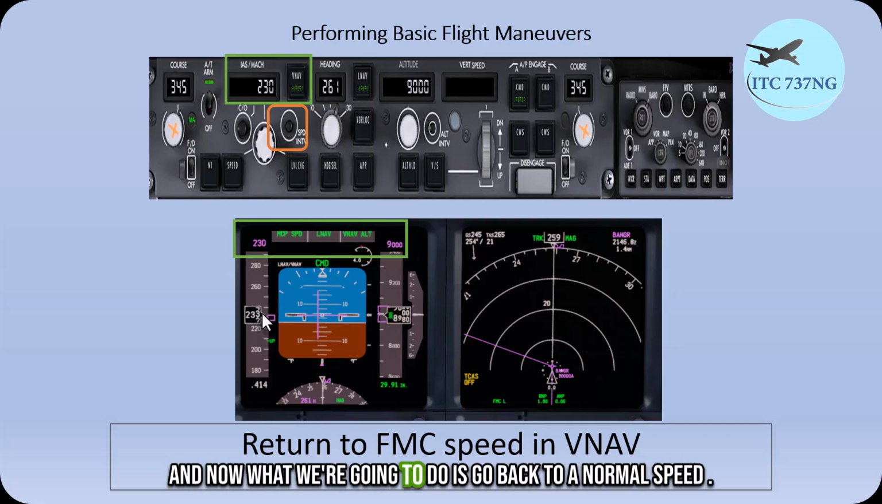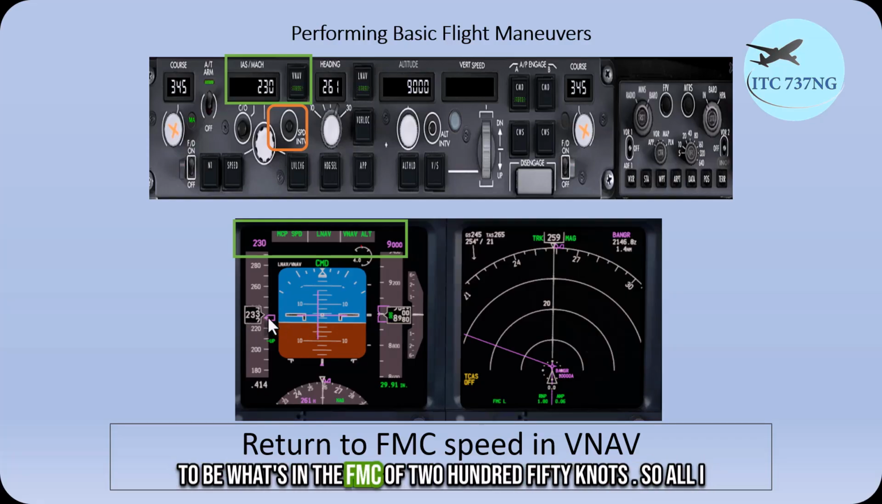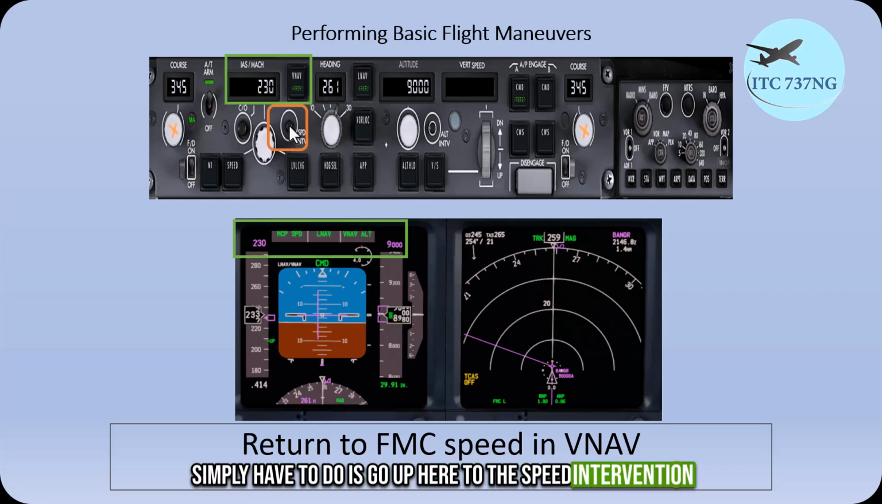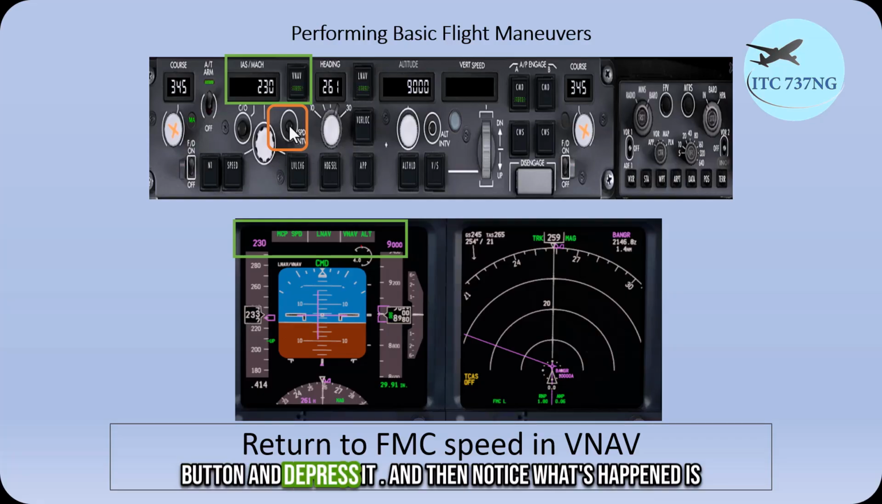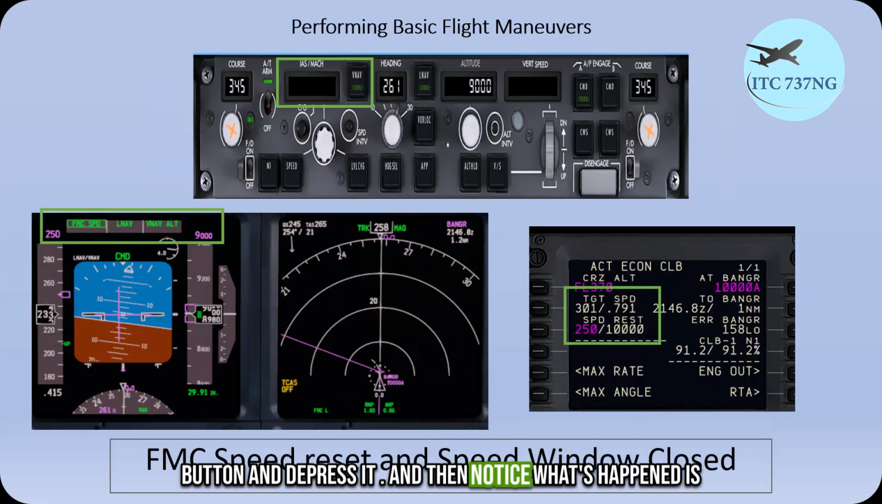And now what we're going to do is go back to normal speed. So again, because we're below 10,000 feet, that's going to be what's in the FMC at 250 knots. So all I simply have to do is go up here to the speed intervention button and depress it. And then notice what's happened once I depressed it, again staying in the VNAV mode: it closes the window and sends information back through the computers.